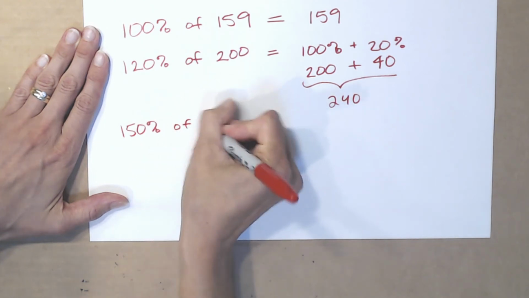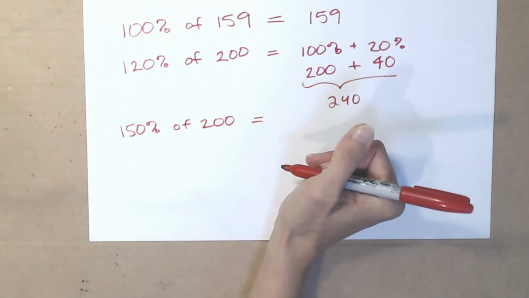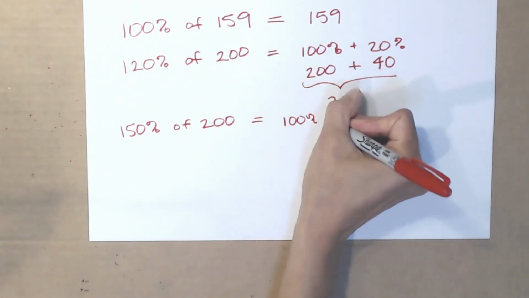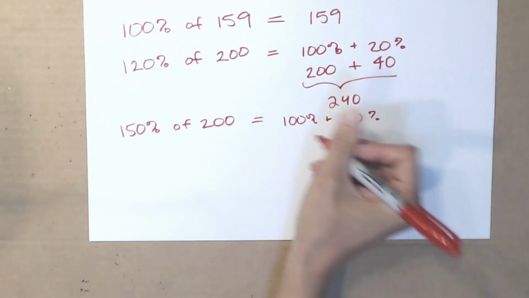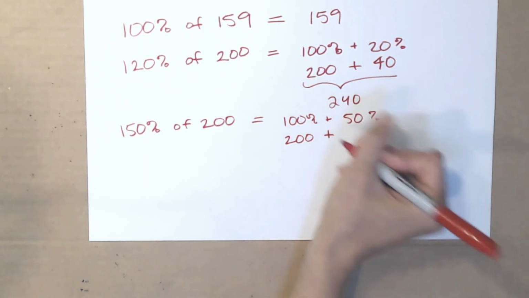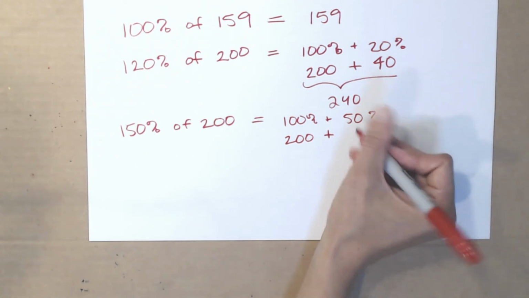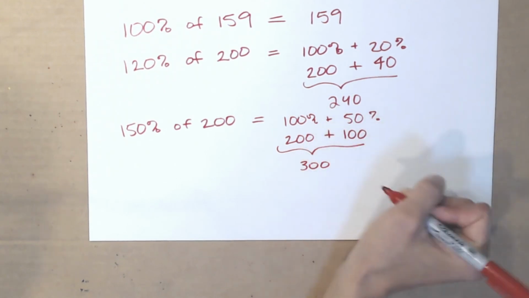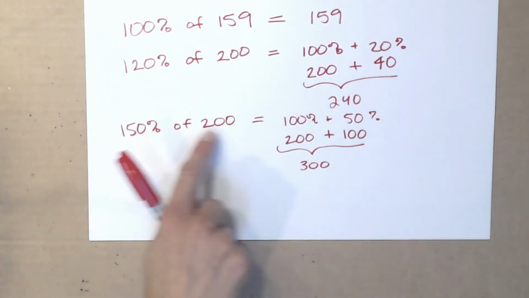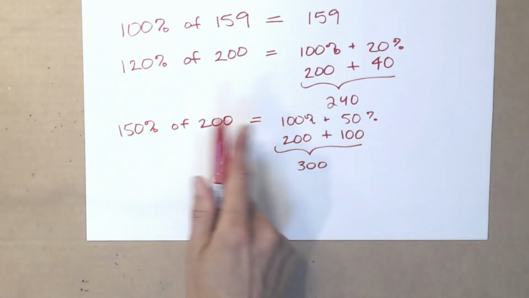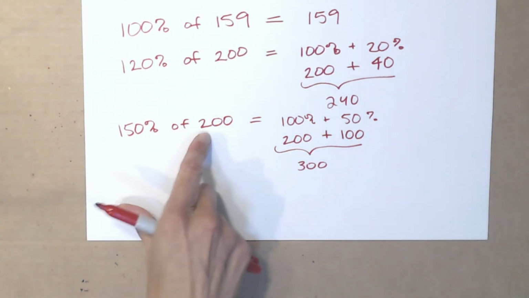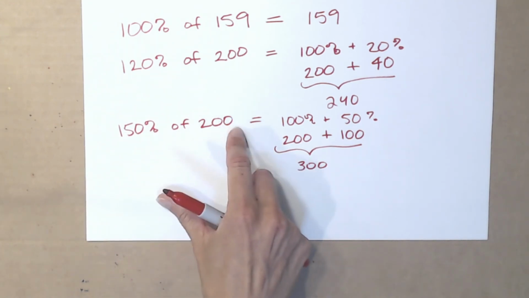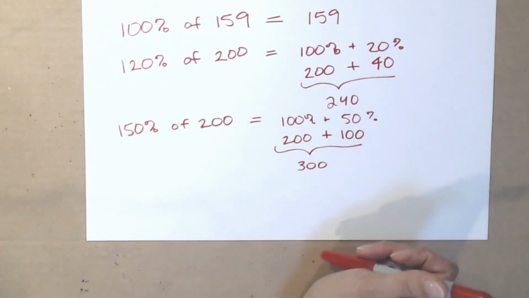150% of 200. Now this is even easier because 150% is 100% plus 50%. So 100% of the number is just the number itself, and then 50% of the number is half of it. So half of 200 is 100. You add them and you get 300. So 150% of 200 is 300. Just think in your head, what's 50% of 200? That's 100. So 150% of 200 would be the 200 plus the 100, or 300.